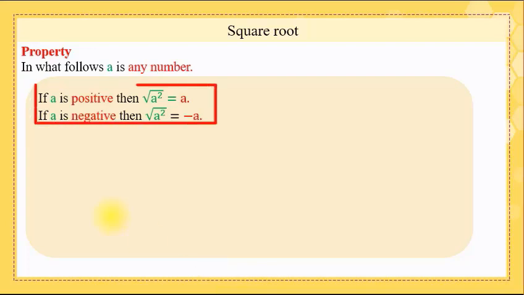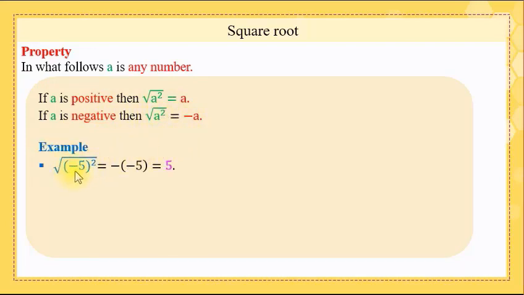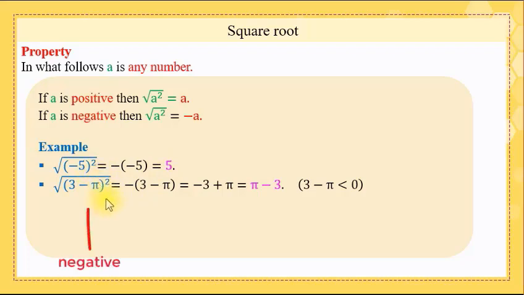If A is positive, then radical A squared equals A. If A is negative, then radical A squared equals minus A. Examples, radical minus 5 squared. If we cancel power 2 with radical, we get minus 5. But since A here is negative, we put in front of it a minus sign to get finally 5.